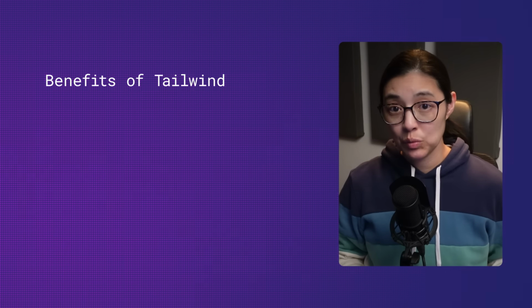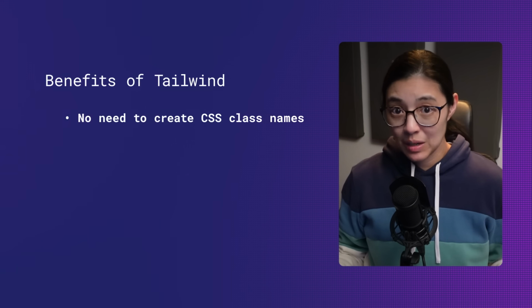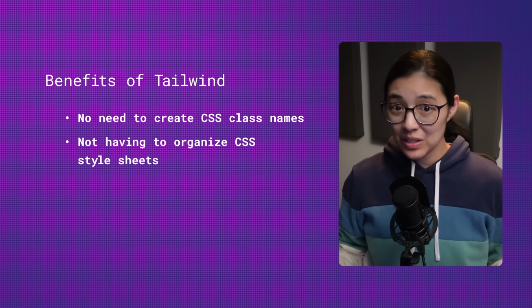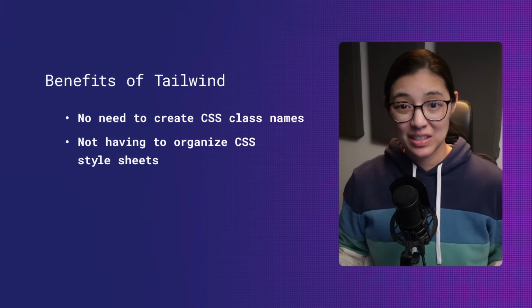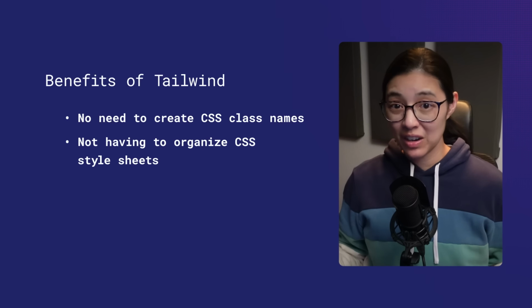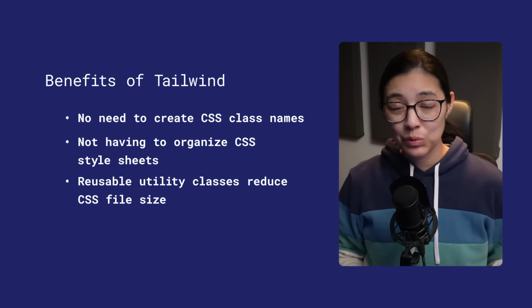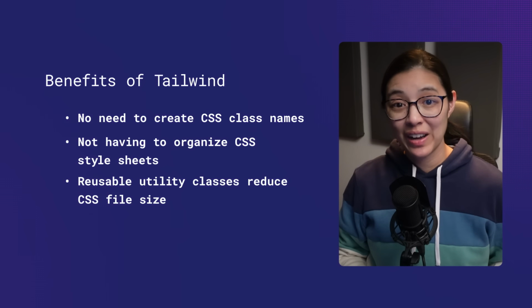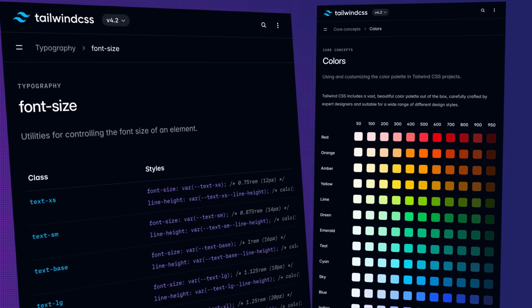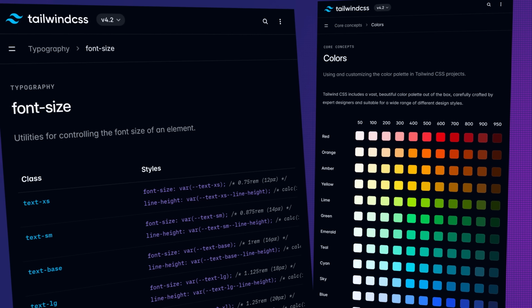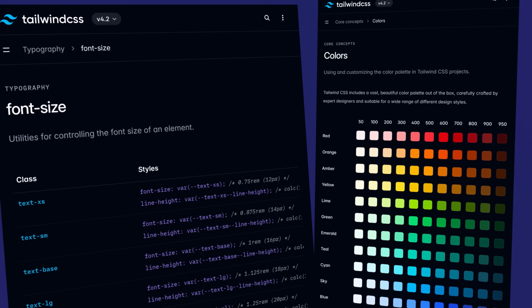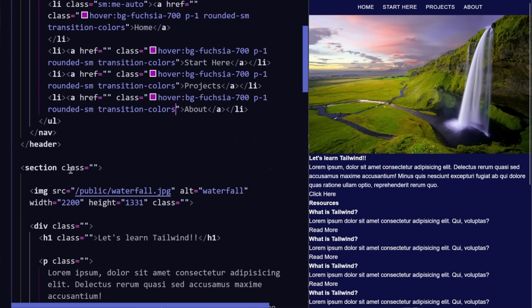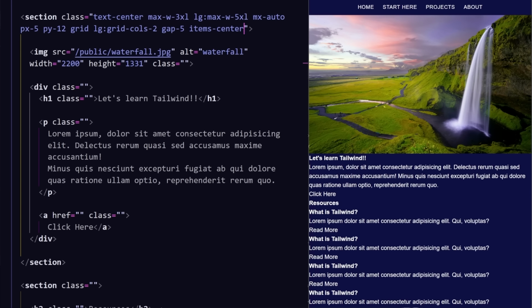This has multiple benefits. You don't need to come up with CSS class names for all your elements. You don't need to worry about organizing your CSS styles in order to prevent conflicts. And the reusability means that you won't end up with a bloated CSS file. In addition, because Tailwind comes with pre-built colors, font sizes, breakpoints, and more, you can quickly build prototypes without having to spend a lot of time doing setup.